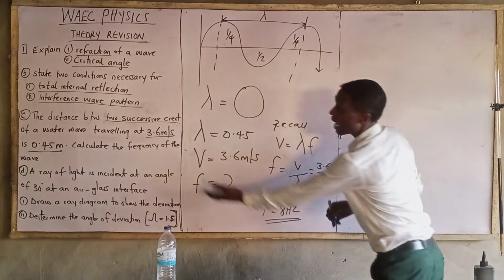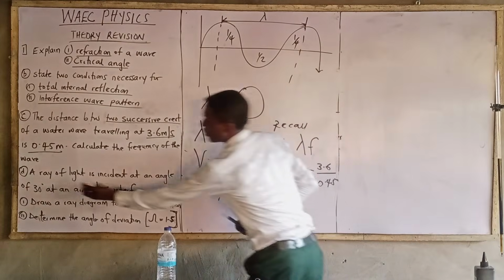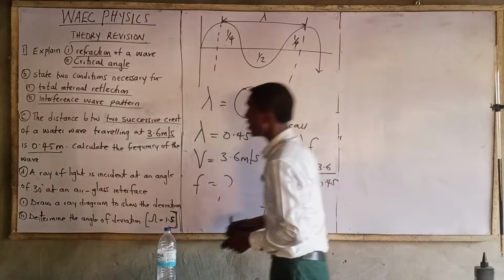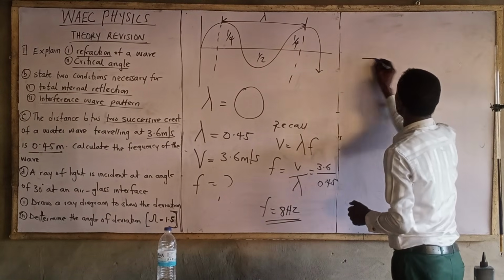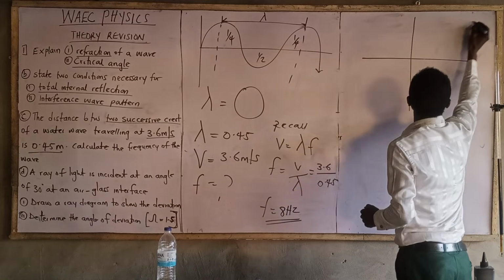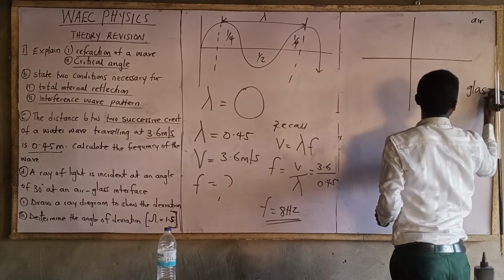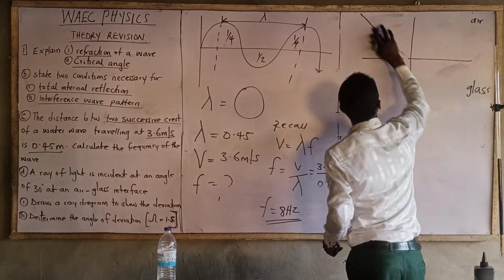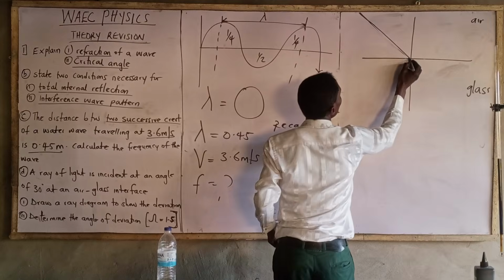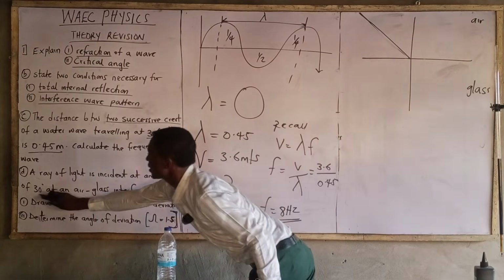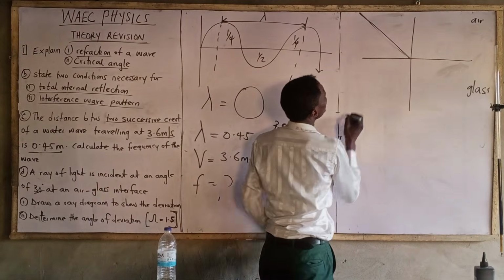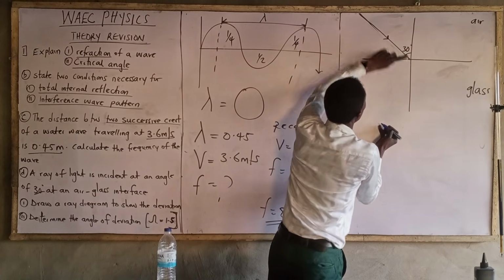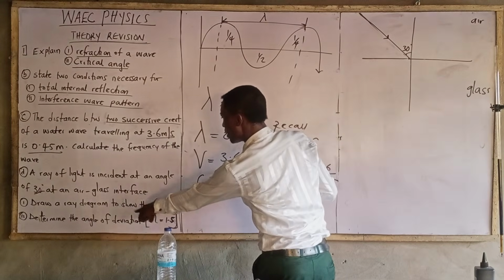Now we'll move on to the D part of the question here. The question says a ray of light is incident at an angle of 30 degrees at an air glass interface. So let me get that drawn here. At an air glass interface, now we have the incident ray. The angle of incidence here is given as 30. And I said angle of incidence means the angle between the incident ray and the normal. 30 is here, not here. So we have the angle of incidence here. Draw a ray diagram to show the deviation.